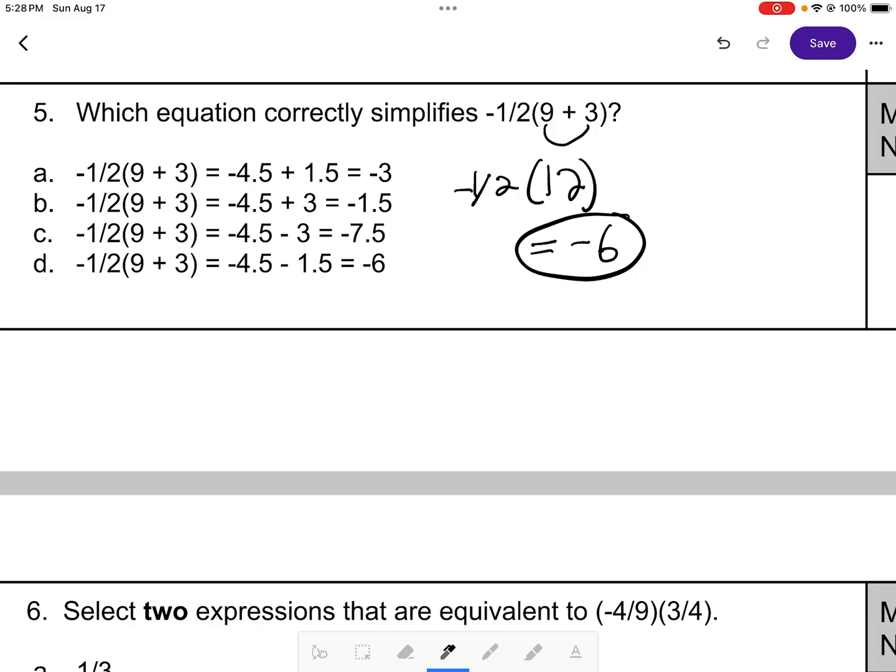So my answer here is going to have to be -6. Now, if I look at my answer choices, I know that A doesn't match that description. B doesn't match that description. C doesn't work. But letter D, I know that -1/2 of 9 is -4.5, and -1/2 of 3 is indeed -1.5. -4.5 minus 1.5 gives me that -6 I found when I solved it myself. So I know that letter D is our option for number 5.